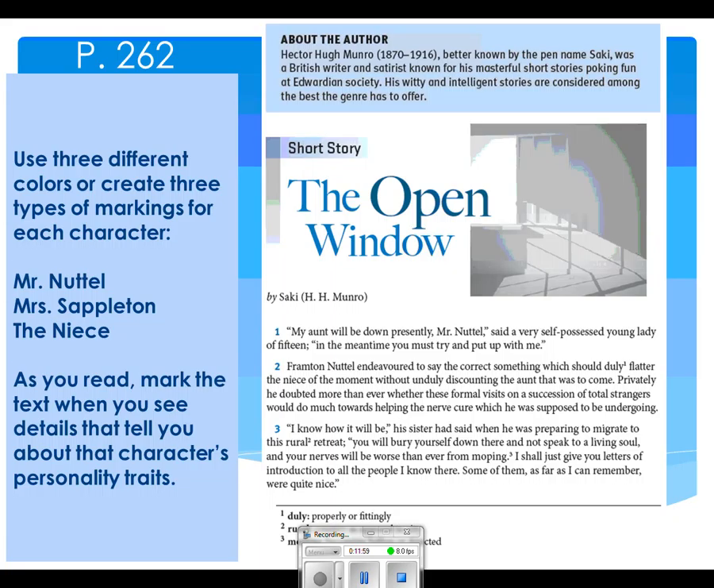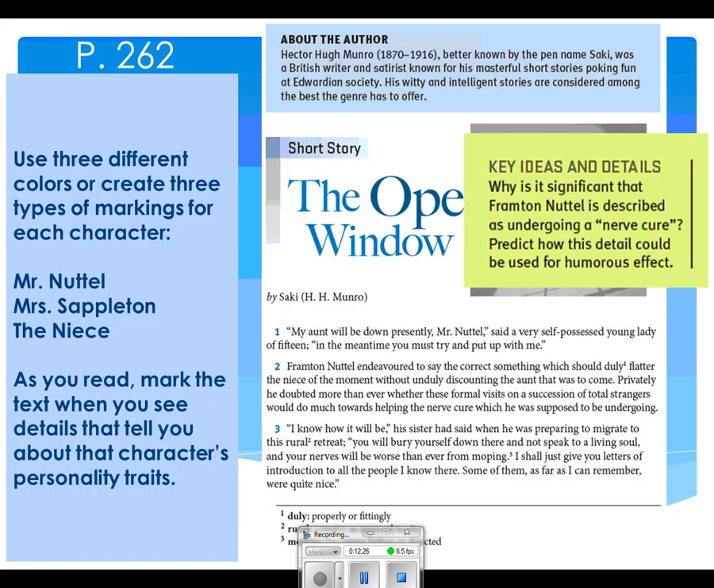Okay, now I wouldn't doubt that you folks are well aware, in the 19th and 20th century, a lot of ailments people thought could be fixed. A lot of doctors and psychologists of the time thought a lot of issues had to be hospitalized. So a lot of things that we look at as normal today, back then, they saw as a problem. They wanted to hide it from society. So we've got this key idea and detail question on the bottom of page 262. Nathan, could you read that for us? Why is it significant that Frampton Nuttall is described as undergoing a nerve cure? Predict how this detail could be used for humorous effect.